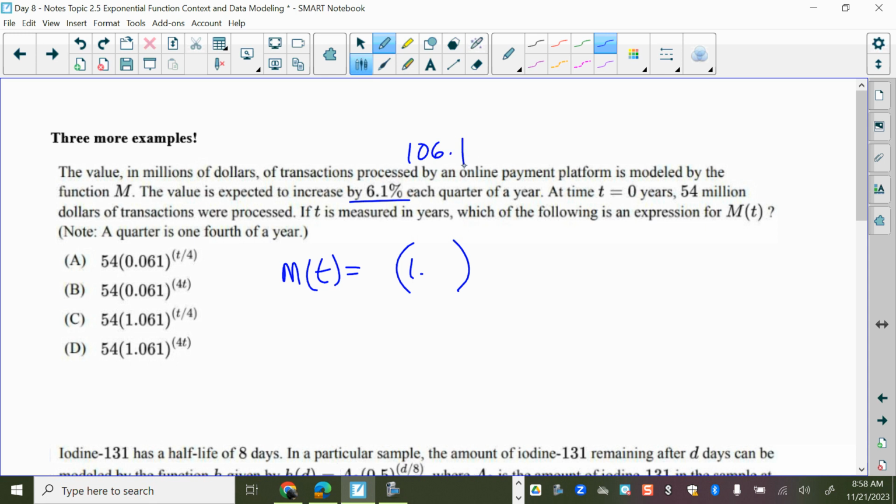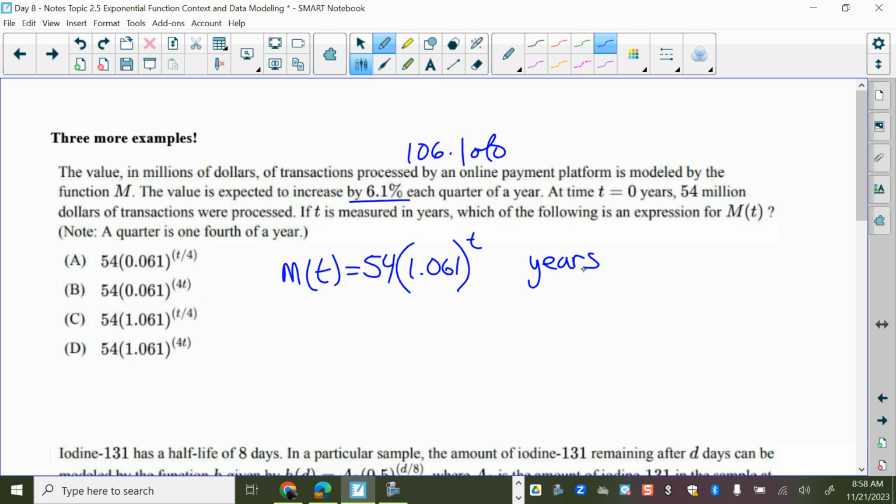So what do I want here? 1.061. So you have to take your percent and change it to a decimal, basically. This one? All right. At time 0, it's 54. So they just gave me my initial value. Okay? So let's increase at time 0 years. So if I put a t up here right now, this is for years. Okay? So 1.061 is the yearly increase rate.